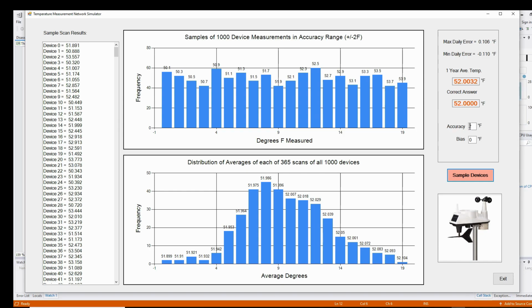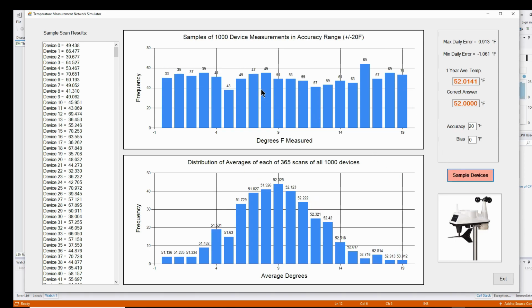Now, what I can also do is change this accuracy to some really wildly inaccurate devices, make them accuracy of plus or minus 20 degrees Fahrenheit, and run it again, and you can see now my maximum errors are about 1 degree, even though it's plus or minus 20 degrees. Still, it's very accurate relative to that, but the yearly average is still very accurate. You're 52.01, so you're 0.01 accurate versus the 52.